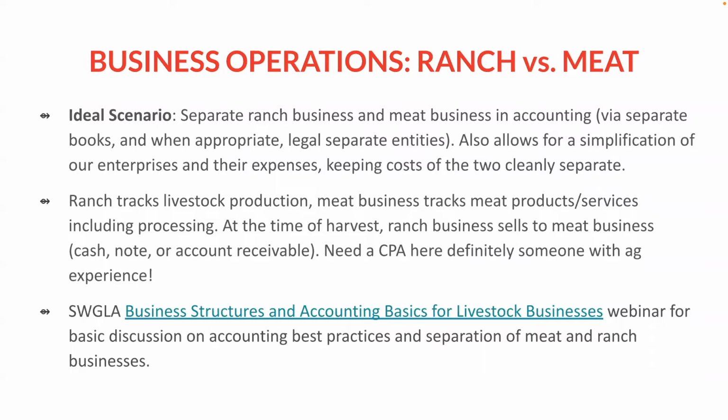That sale can happen as an actual cash transaction or a note or a transaction as an account receivable. And whether money actually changed hands or not, there are transactional things that happen inside of your accounting that allow the ranch business to essentially get paid for that carcass. This is where you need a CPA. Again, we're skimming a bit on the surface, but we're talking about the basics of how to separate these 2 worlds in order to better manage your inventory, because the inventory is different.